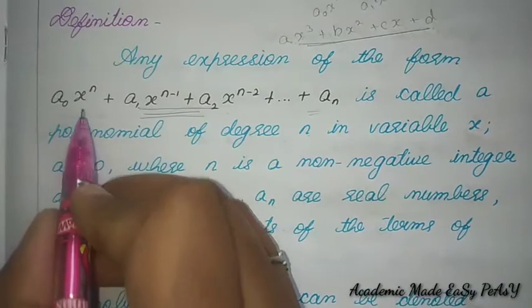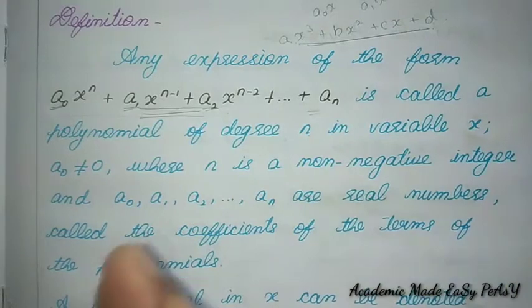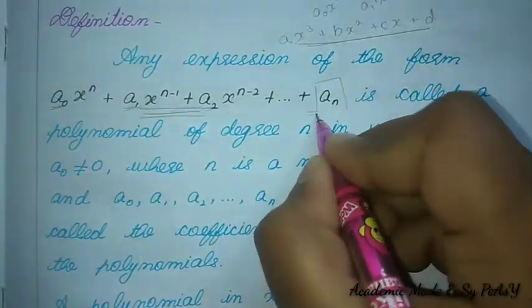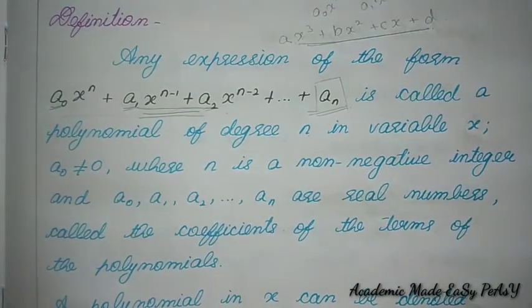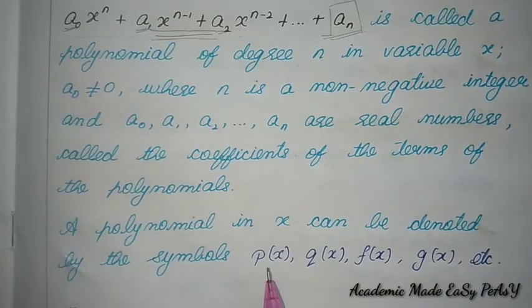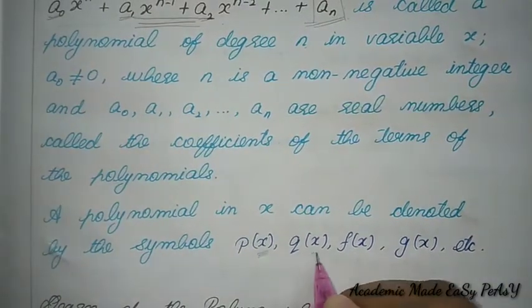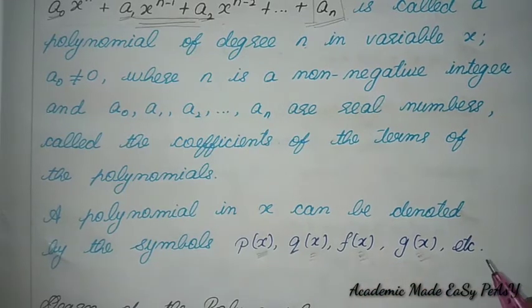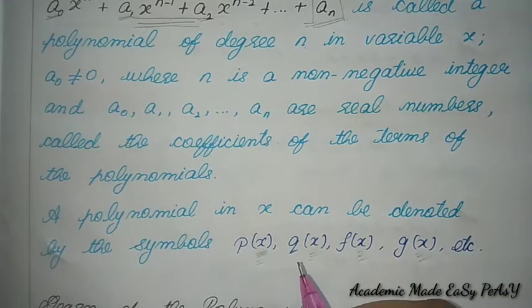Next, they are saying that this a0, a1, a2, everything is a coefficient of x. Then this will be the constant term since it does not have any x. We have already learnt about the coefficient of x and all, isn't it? So that will be easy for us. Now let's move on. A polynomial of x can be denoted by the symbols p of x, q of x, f of x and g of x. See, if x is over here in the function, then it means the function is on x. So this will have some real numbers in the x.